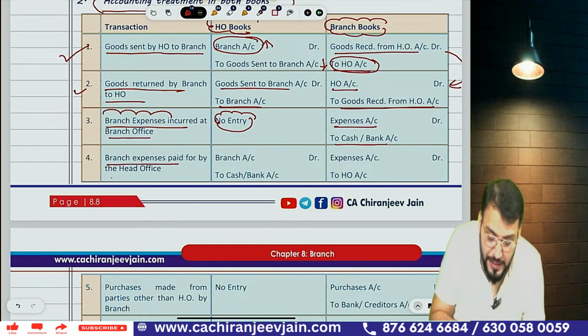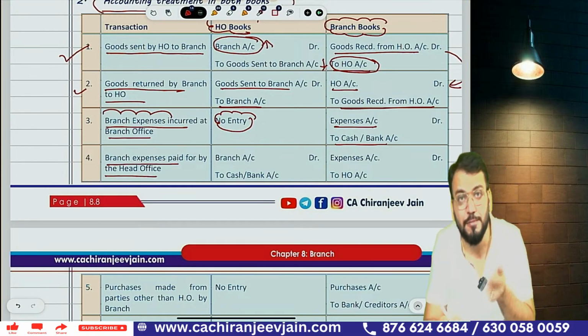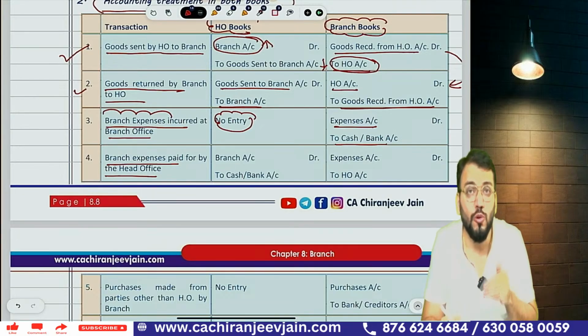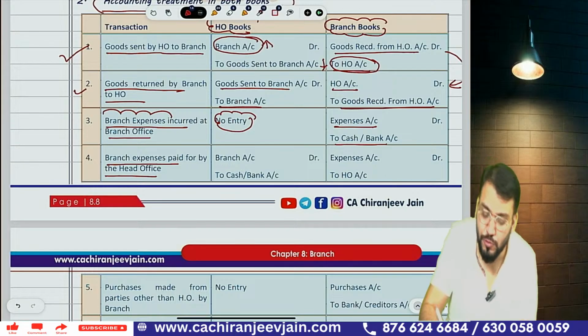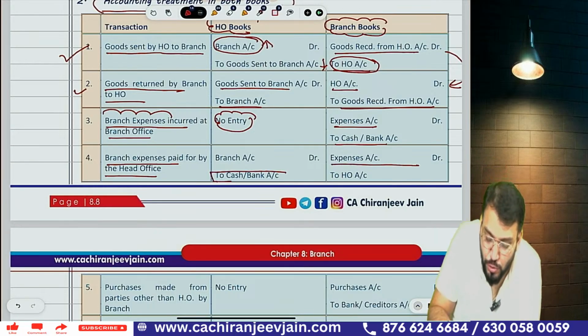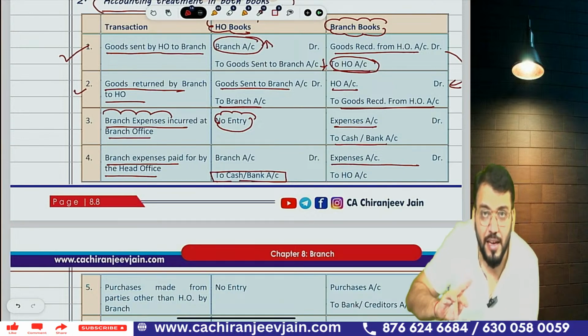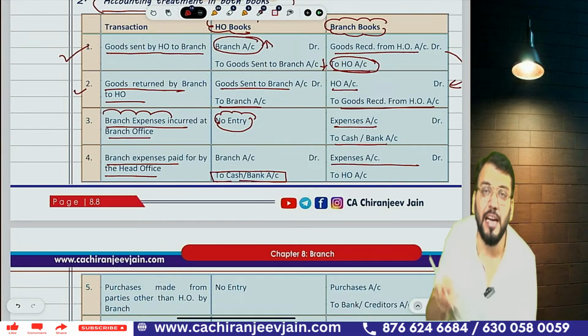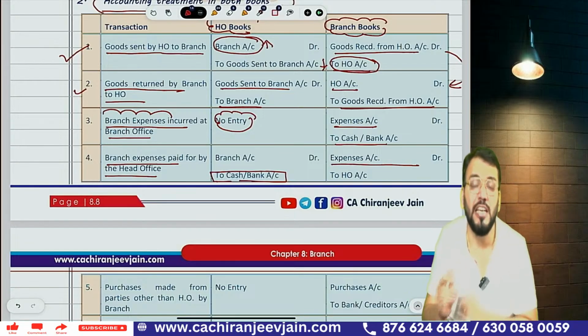Then branch expense paid by head office. So who is paying cash? Head office. Whose expense? Branch. So what should you do? This is the expense account debit, but paid by head office, so we credit cash or bank. Correct? And the respective debit and credit accounts will be branch account and head office account in respective books.